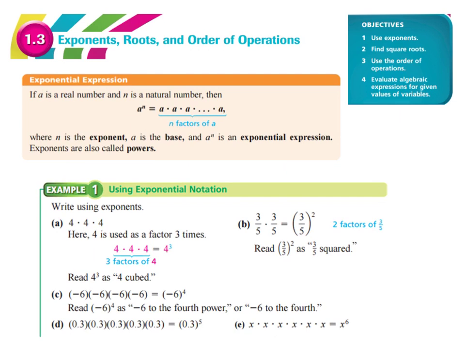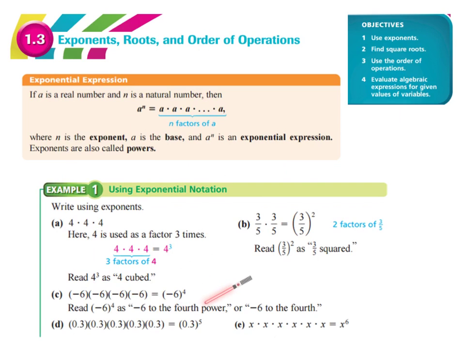For the next example, C, again we can see that we've got 4 negative 6's, so that ends up being negative 6 to the 4th power. And again, those parentheses are important. They show that the negative is also repeated 4 times.